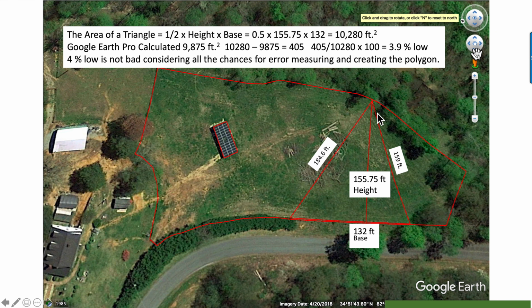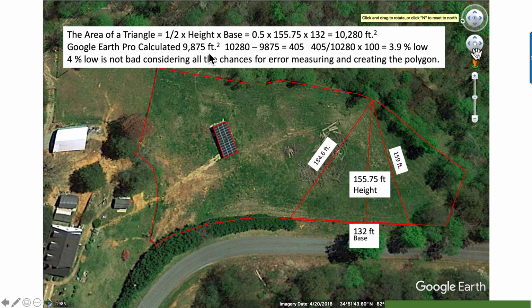Okay, we've got our measurements that we actually made out in the pasture. By the way, this pasture, this is an old image from Google Earth Pro. It really looks a lot better than this now, but it still needs some improvement. 184.6 feet from that point to there, 159 to there. This being the height, 155.75 and 132 for the base. Those are actual measurements. So if you look at the area for a triangle, where you've got 1/2 times the height times the base, that equals 10,280 square feet.